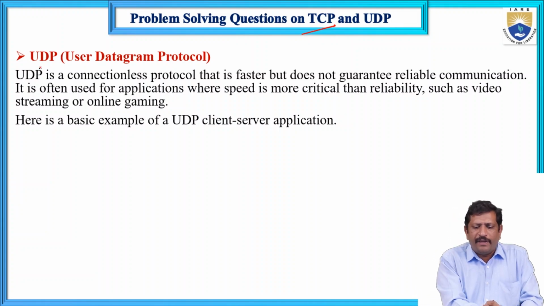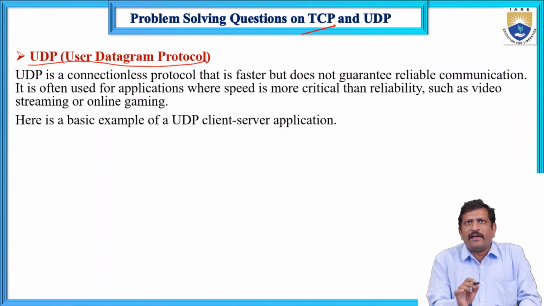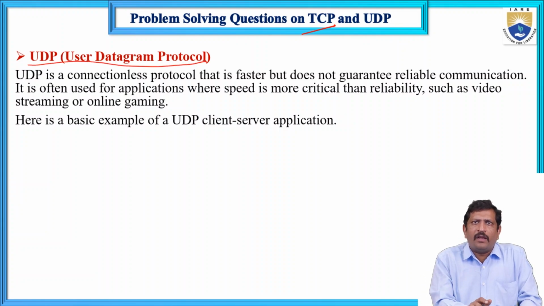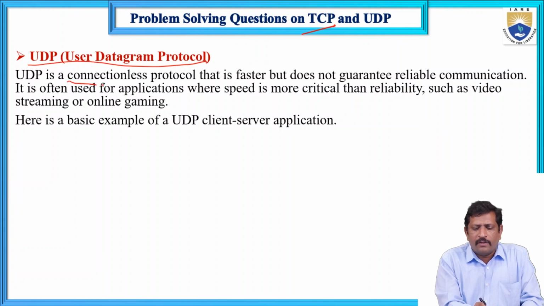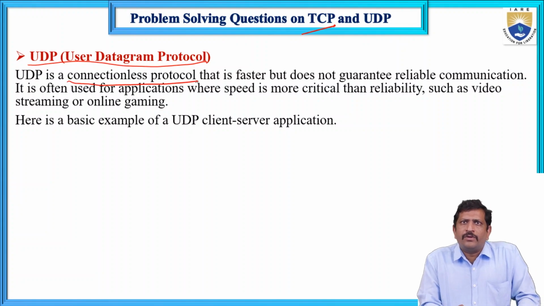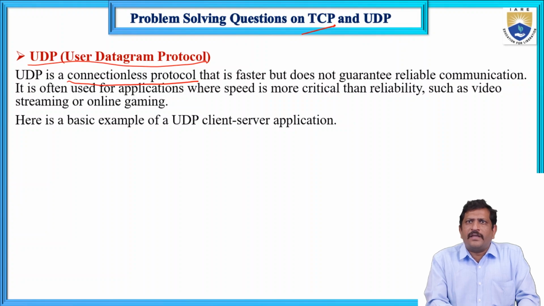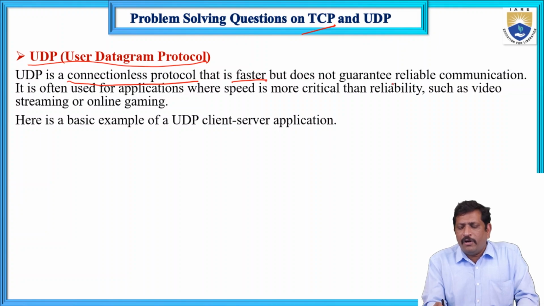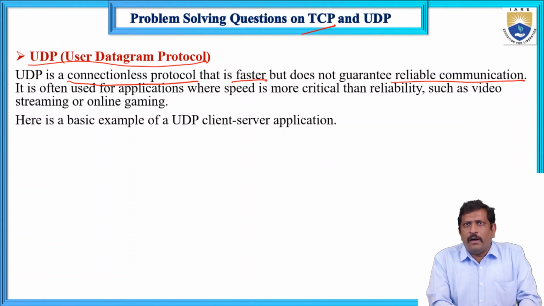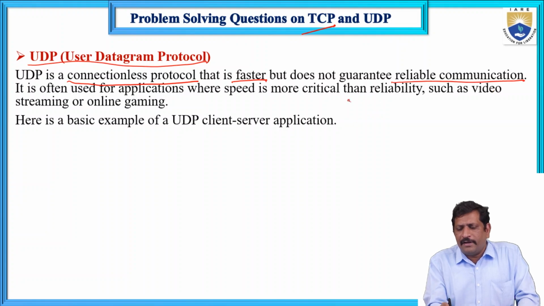Here is the UDP protocol, the User Datagram Protocol. The User Datagram Protocol is a connectionless protocol. So it is very fast, but does not guarantee reliable communication. So it is often used for applications where speed is more critical than reliability, such as video streaming or online gaming.